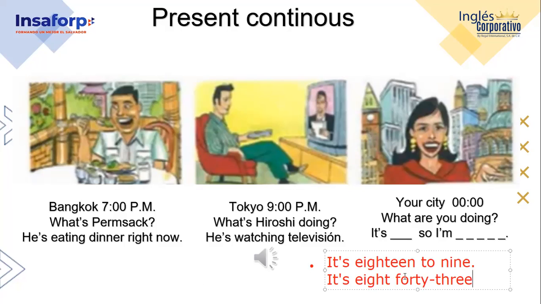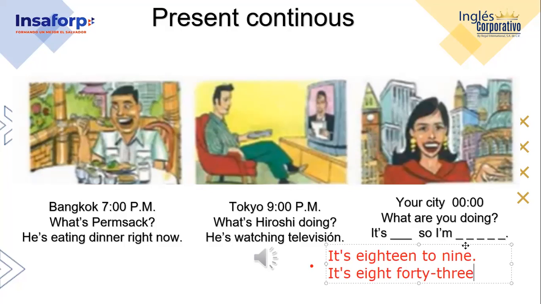Then, y ahí no podría hacer ninguna respuesta de decir la hora con el after. No, el after no lo podríamos ocupar porque lo ocupamos hasta cuando llega a la media hora, hasta los 30 minutos. Decimos after. De ahí en adelante utilizamos to. Sí, gracias. Entonces, after ya no lo podríamos usar porque ya pasa de la media hora. Thank you so much. So it's 18 to 9 or it's 8:43. Sí, para que pareje con el de arriba, ese it's 8:42.